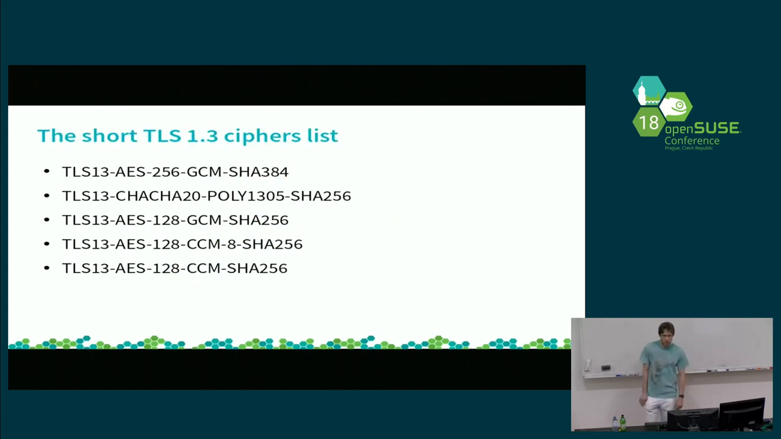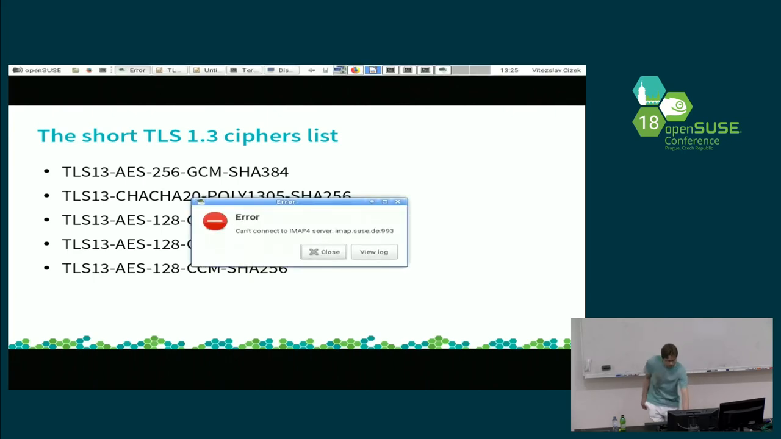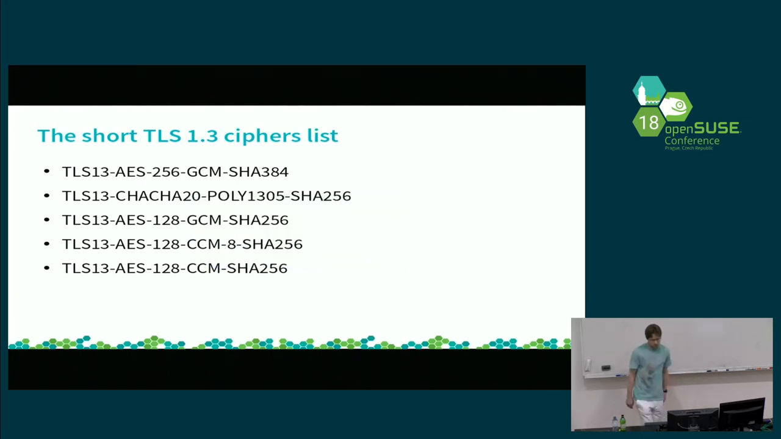Well, here's the complete list of TLS 1.3 ciphers. There are just five of them. Just AES and ChaCha is left. All other stuff was removed to simplify the protocol, because if you have fewer choices, then you have fewer chances to actually implement it improperly.